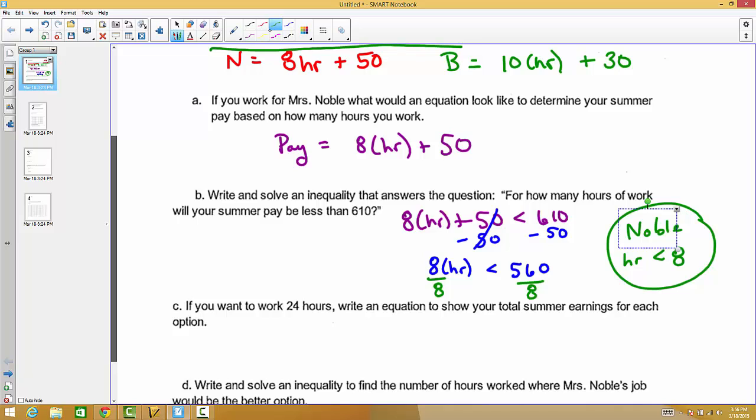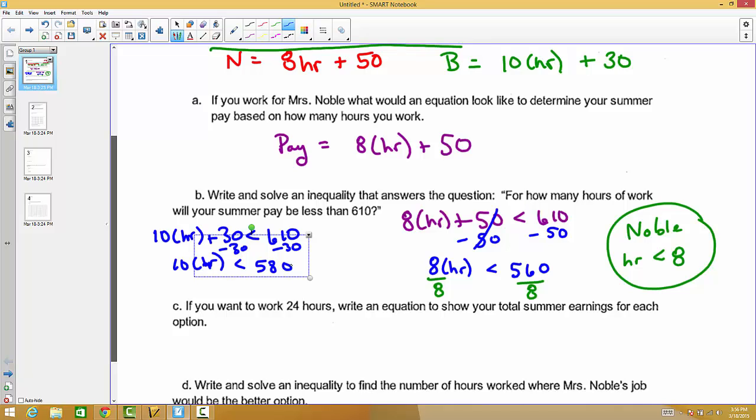If you also did Mr. Bullock, we can just kind of do that on the side here. It didn't say you had to, but you would do $10 an hour plus 30 would be less than 610. So $10 an hour, you'd have to subtract 30. So that would be less than 580. And then you would divide by 10. So the hours would be less than 58.